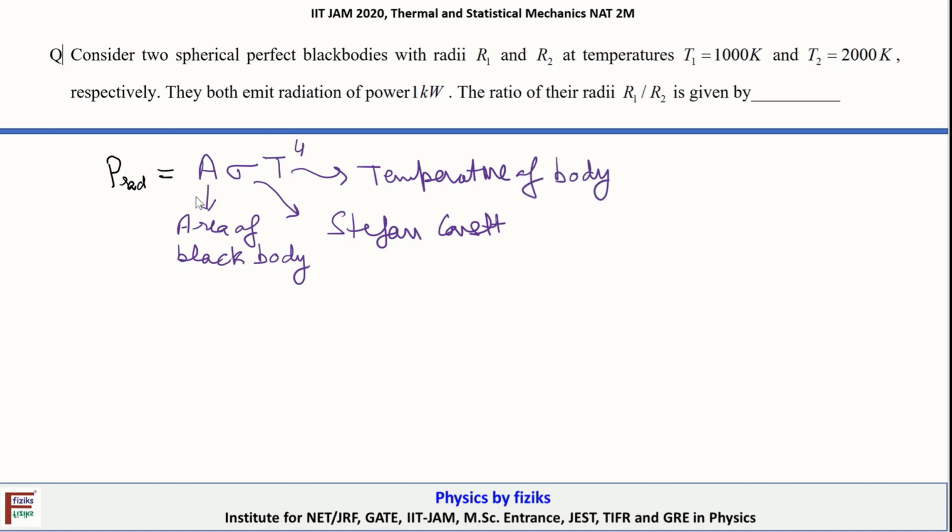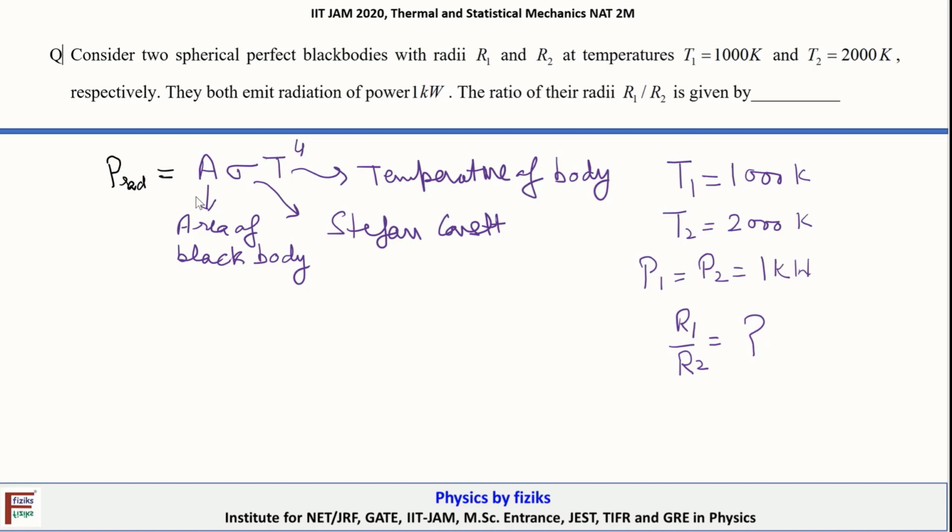So we are given some information. The temperature T1 of body 1 is equal to 1000 Kelvin. The temperature T2 of the second body is equal to 2000 Kelvin. And it's also given that the power radiated by both of these bodies, P1 is equal to P2, which is equal to 1 kilowatt. Now we have to find the ratio of their radii, R1 is to R2, equal to how much.